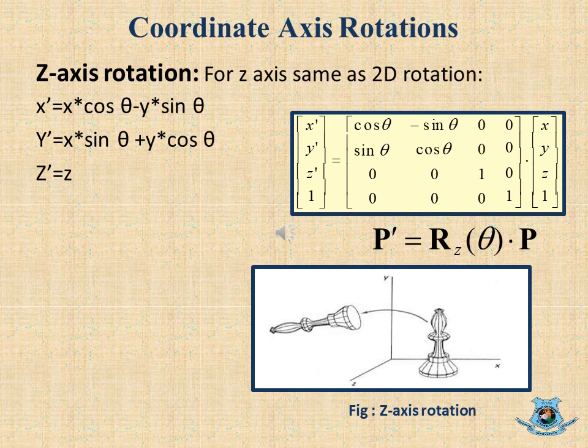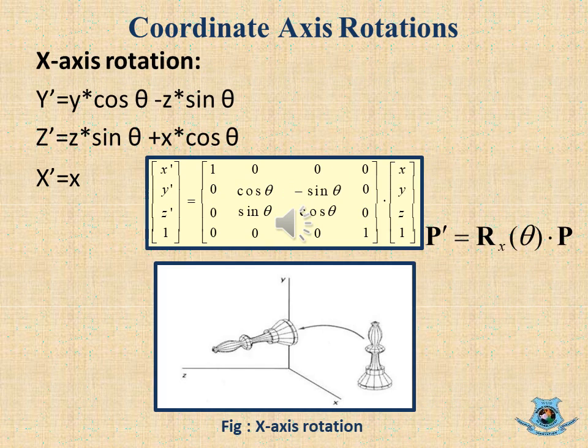Y dash is equal to x into sin theta plus y into cos theta. There are 2 types of transformation in 3D: the simple transformation and the complex and conjugate transformation. Simple transformations are again classified in 3 ways: translation, rotation and scaling. And complex and conjugate transformation is divided into 2 parts.